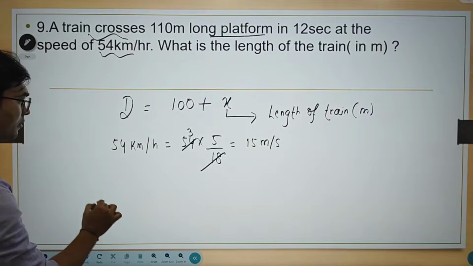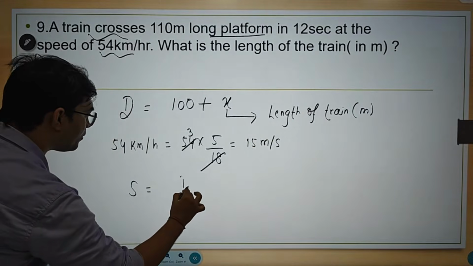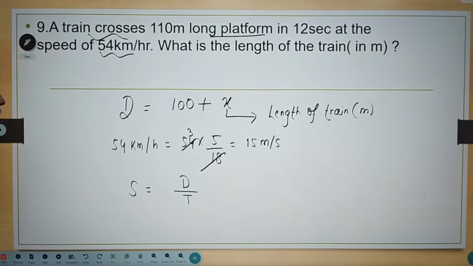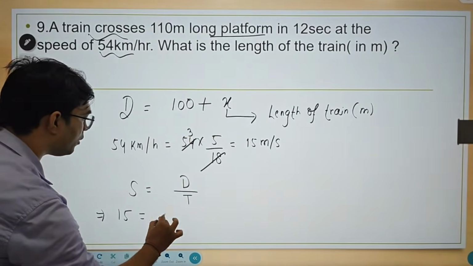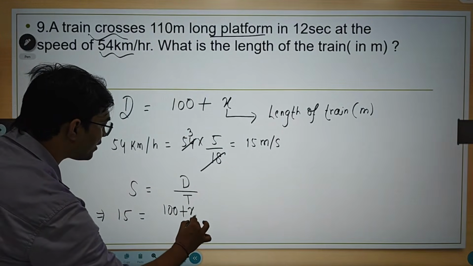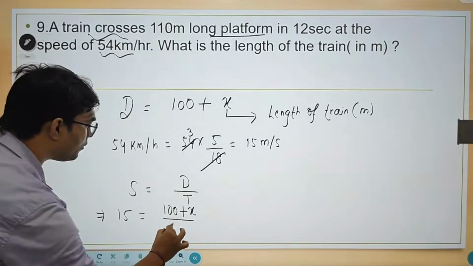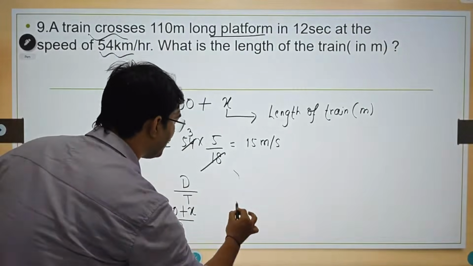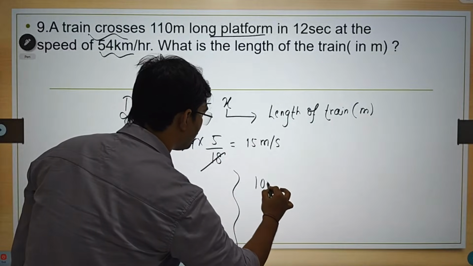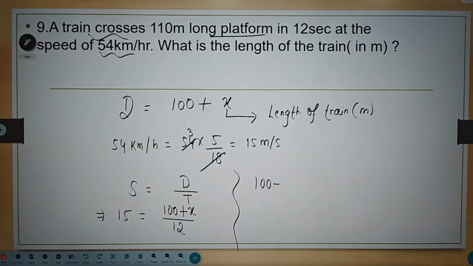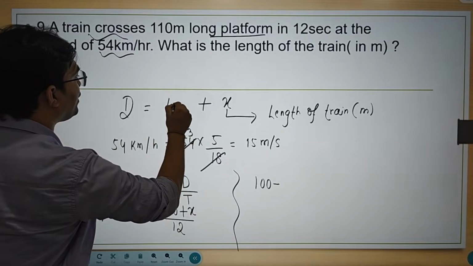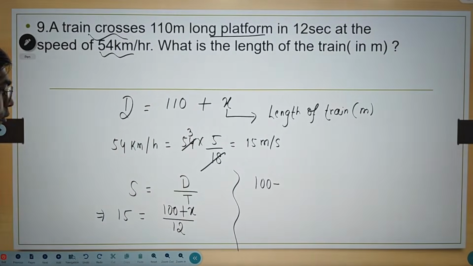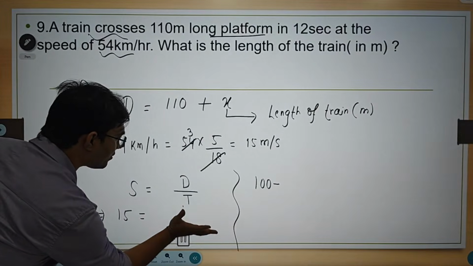Next, now we know that speed is equal to distance by time. What speed is given now? Speed is given as 15 meter per second. The distance traveled by the train will be equal to 110 plus x, and to cover that distance it takes the time of how much? 12 seconds. Is it 100 or 110? The train crosses a 110 meter long platform, so the length of the platform is given as 110 meter, not 100 meter. So this value will be equal to 110 plus x divided by 12.